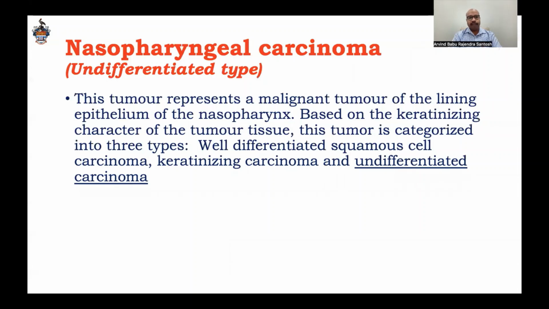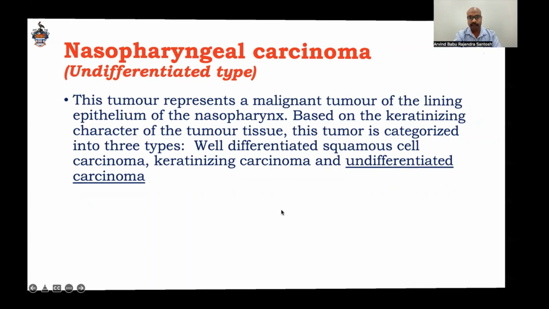Under this, we have nasopharyngeal carcinoma. This tumor represents a malignant tumor of the lining epithelium of the nasopharynx. Based on the keratinizing character of this particular tumor, nasopharyngeal carcinoma is divided into three types: well-differentiated squamous cell carcinoma type, keratinizing carcinoma type, and undifferentiated carcinoma type. Out of these three types, the undifferentiated type of nasopharyngeal carcinoma is considered a biphasic type or a bimorphic type.